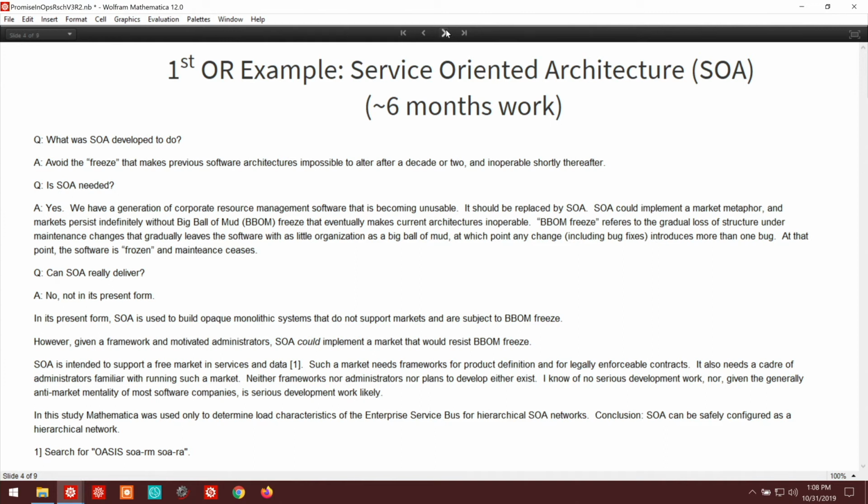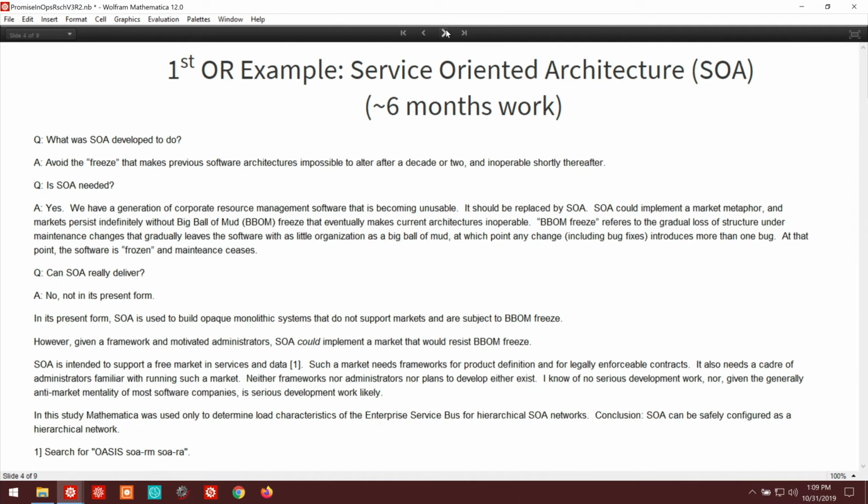Neither frameworks nor administrators nor plans to develop either exist. I personally know of no serious development work in this direction, nor, given the generally anti-market mentality of most software companies, is serious development work likely, in my opinion.